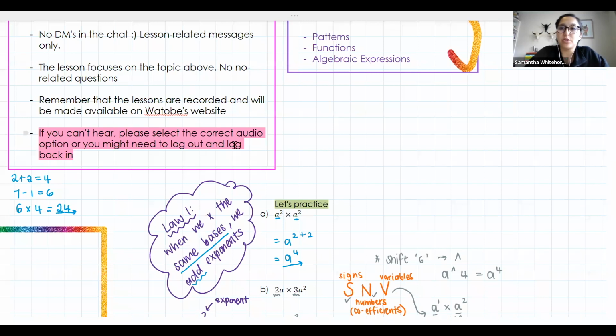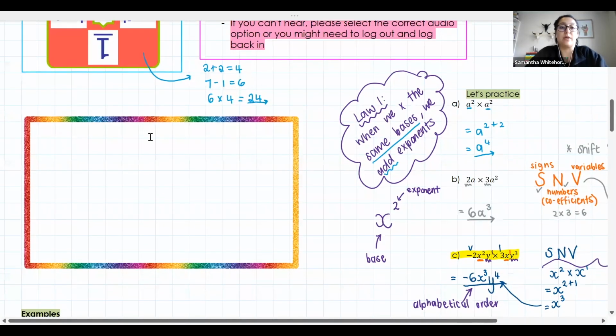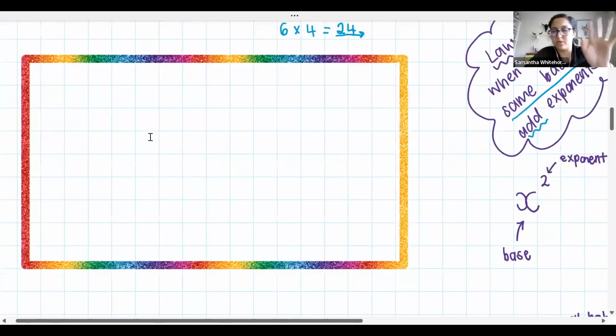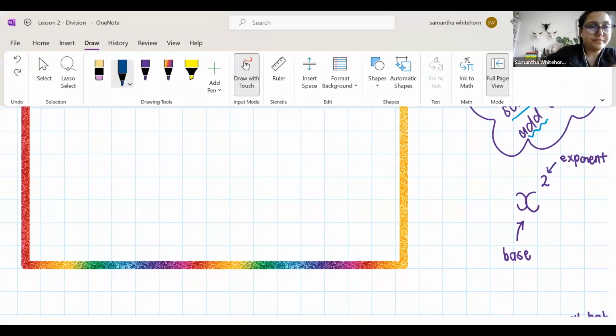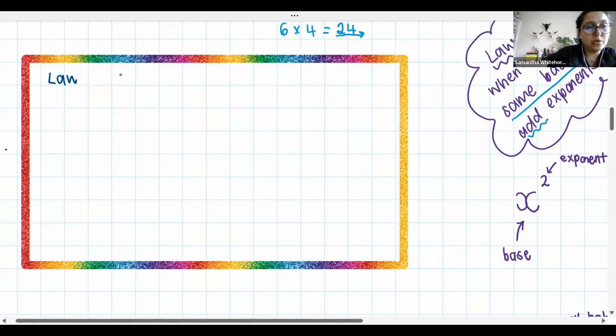Alrighty, so today we're looking at our second rule, and our second rule deals with division. Okay, so law 2 is our division law.